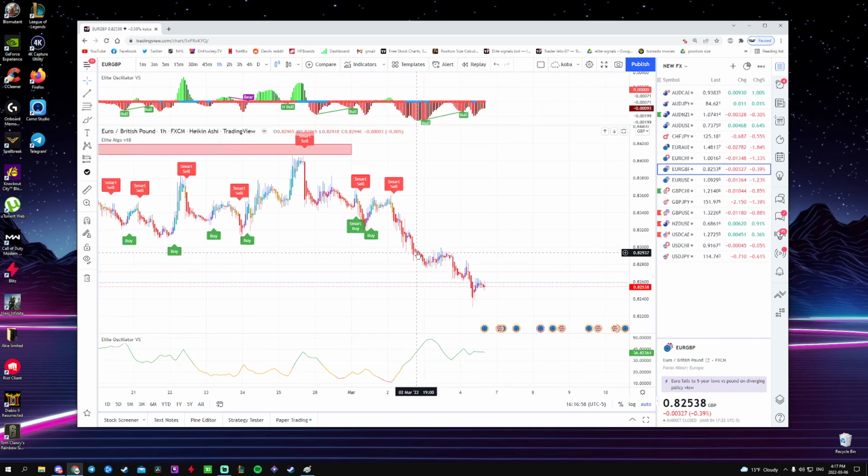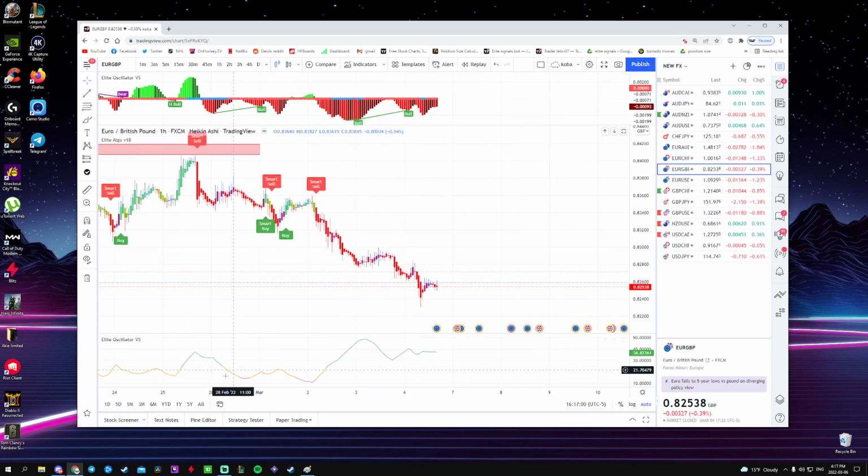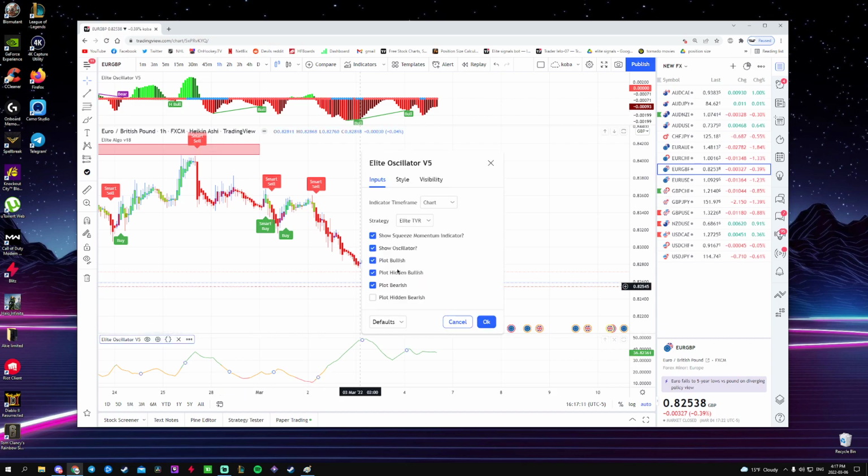Without being able to see what a TVR is, can you tell me? Yes. Do you have the oscillator open on your chart? The Elite Oscillator? Yeah. Sorry. Yeah. So click the settings. Under the strategy mode in the settings, you want to change it to Elite TVR. It is part of the new update we made. So if you didn't update your chart yet, you won't see it.